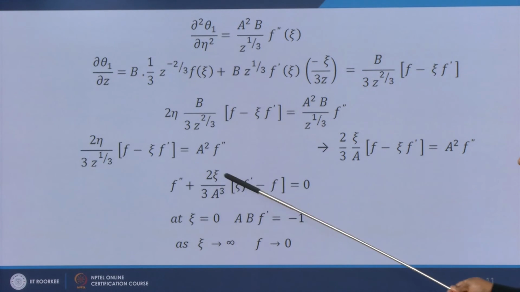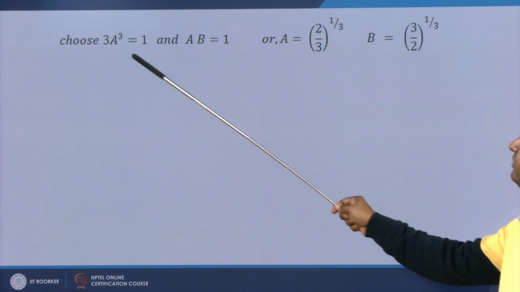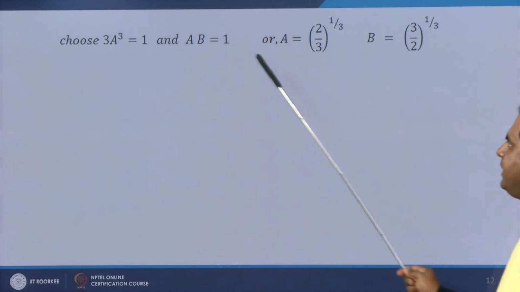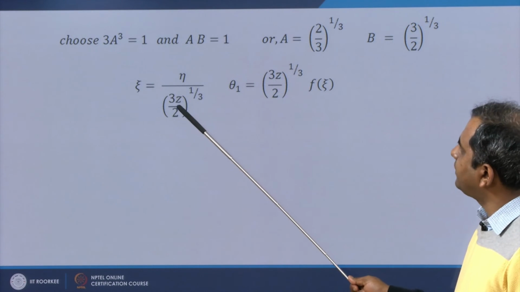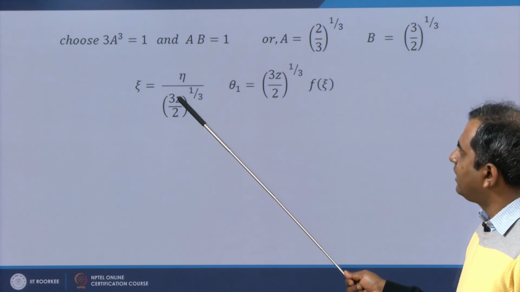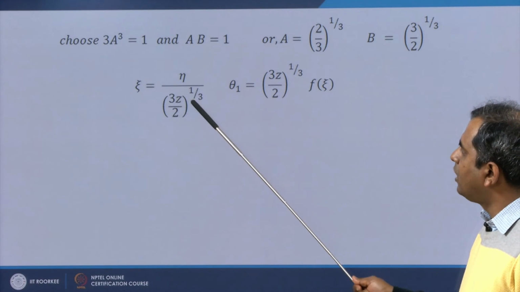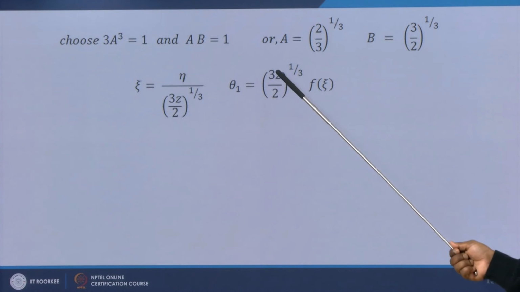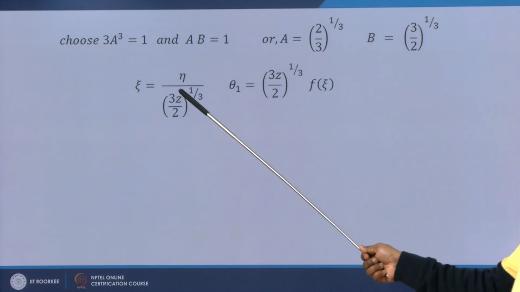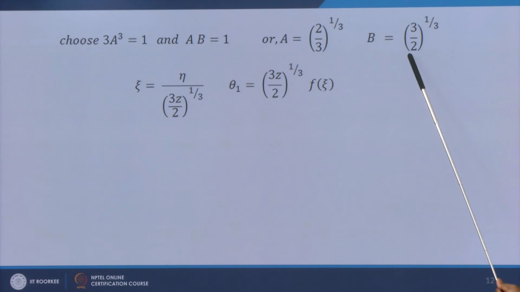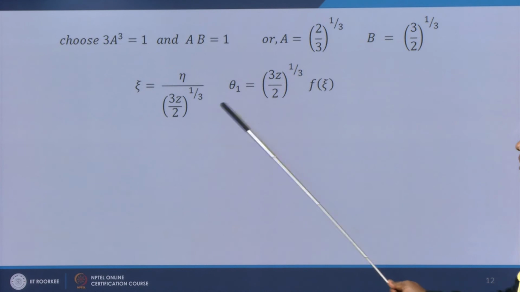Okay. So we have got 3a cube equals to 1 and a b equals to 1. If we choose like this, then from here we can get individual values of a and b like this. A is 2 by 3 to the power 1/3 and b is 3 by 2 to the power 1/3. Okay. Now let us plug in all these things in our equation. Our similarity variable becomes eta by 3z by 2 to the power 1/3, and theta 1 becomes 3z by 2 to the power 1/3 f. Okay. So earlier here we had a and b respectively. Once we get the value of a and b, we can get the actual value of zeta and theta 1 over here.